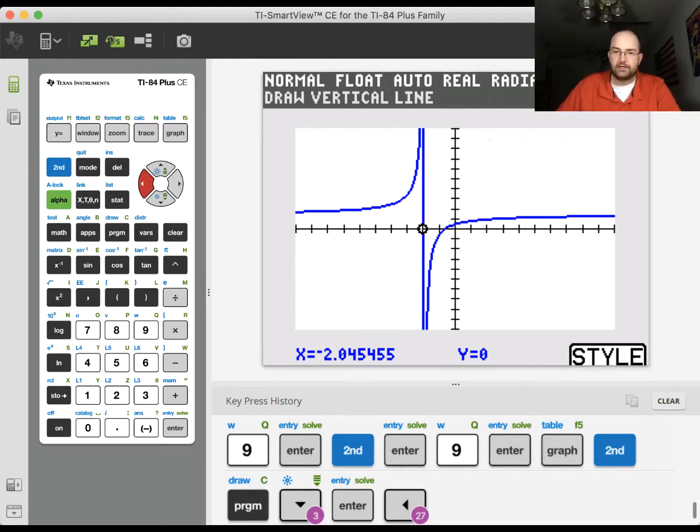What this is telling me is that this limit doesn't actually exist. From the left-hand side, the function is not approaching the same thing as it does from the right-hand side. Therefore, the limit does not exist. That's something very important to remember: if the function does not approach the same thing from both the left and the right, the limit simply does not exist.